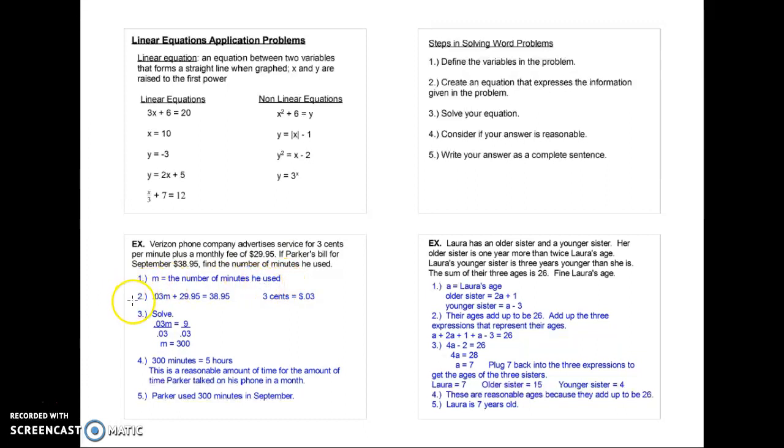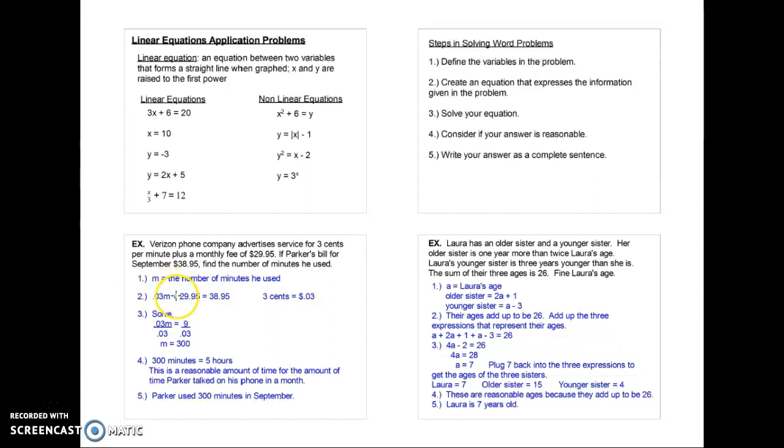Step 2 is I'm going to take that variable and the information that was given to me and create an equation. You need to think about putting yourself in this situation. If this was you paying a phone bill, how would you calculate your final bill?